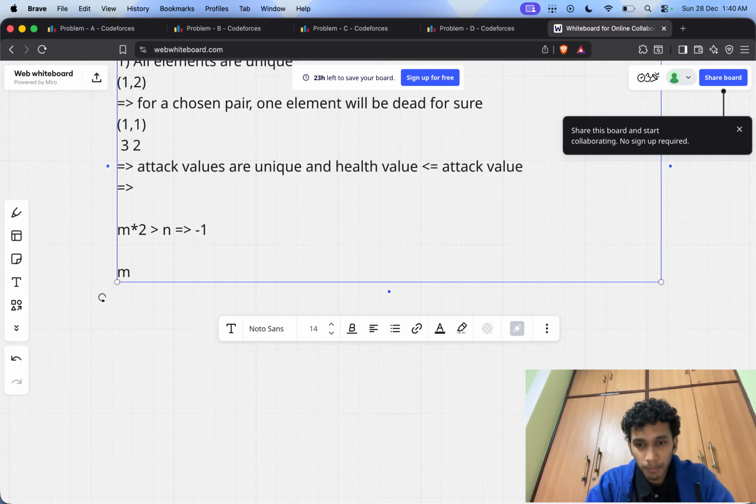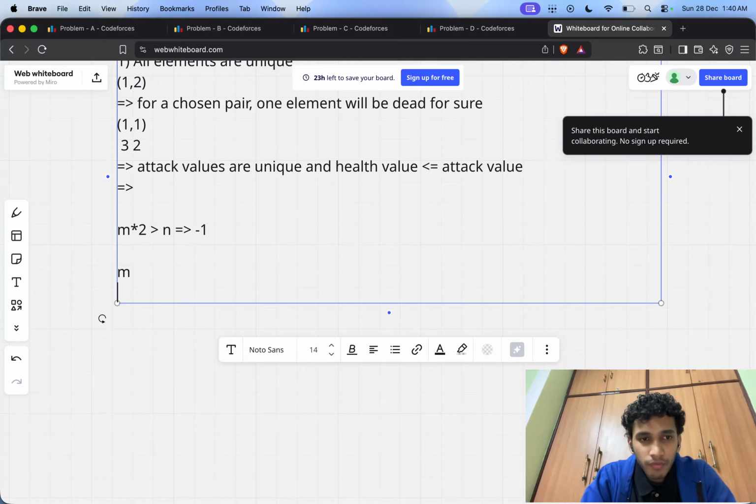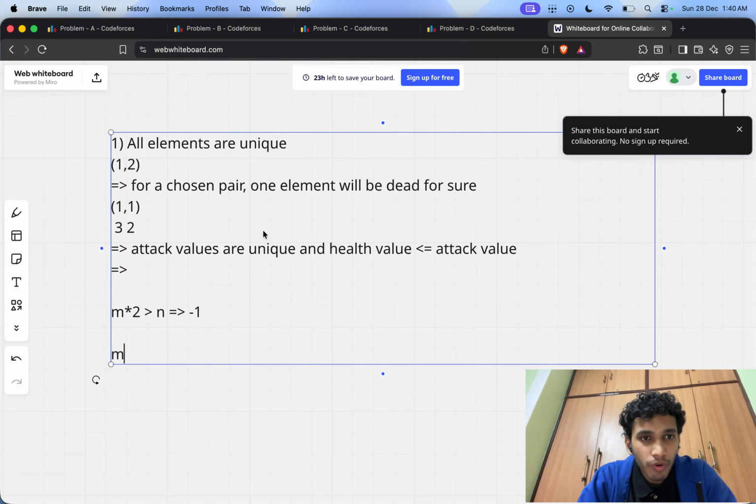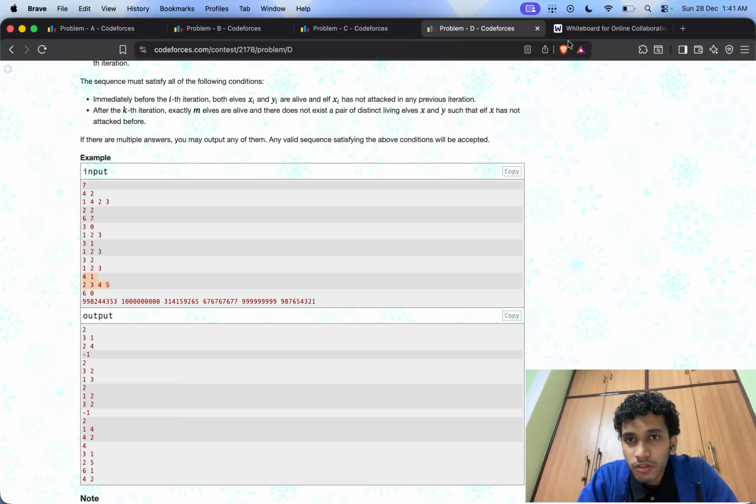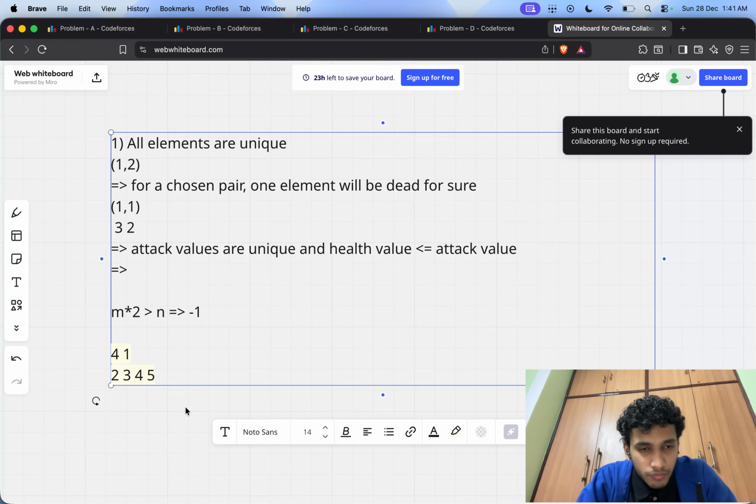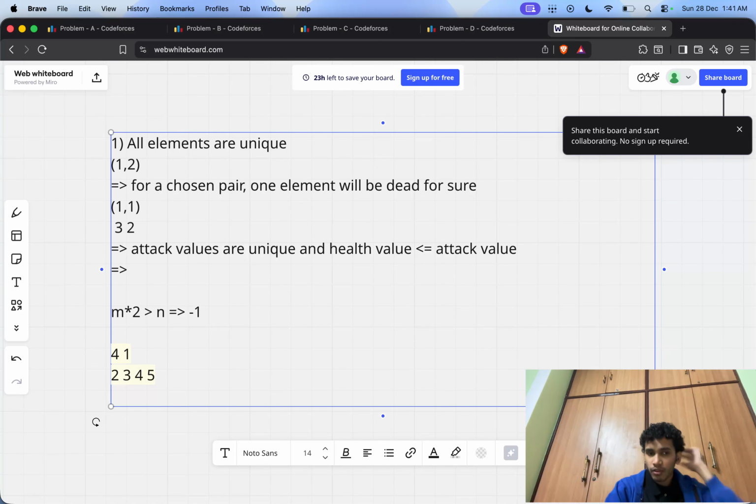Let's say we have some m. Let's say we have m is equal to 2 for any good test case. Let's say for this test case we have the value of m as 2, m as 1. So what is the number of pairs that need to be made? One pair. All right. So two elements are required and 2 is smaller than equal to n. N is 4. So -1 is not the case here.